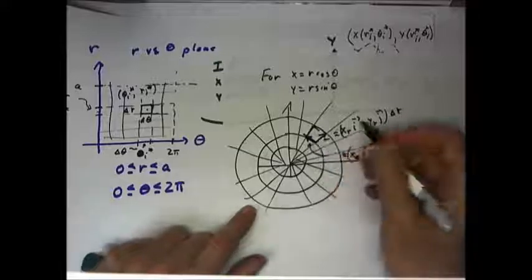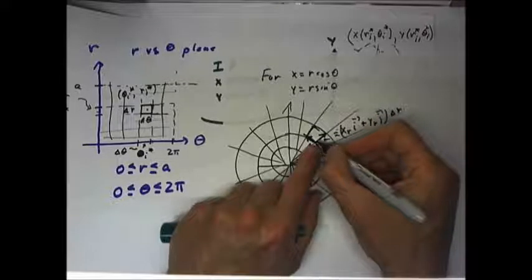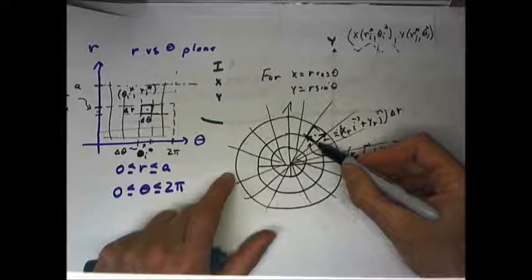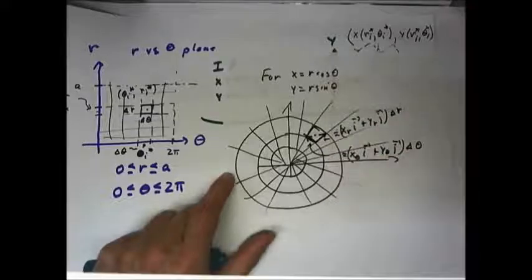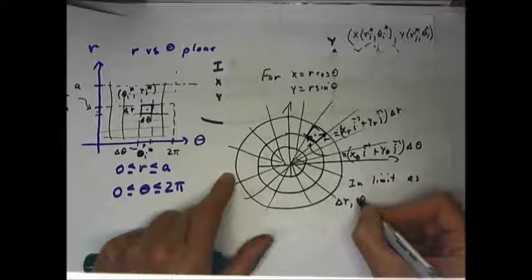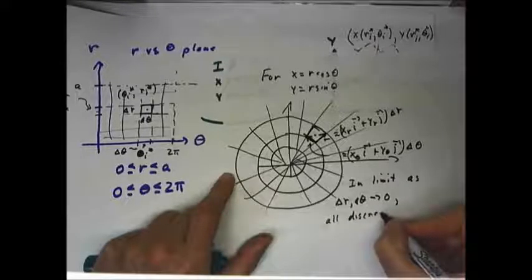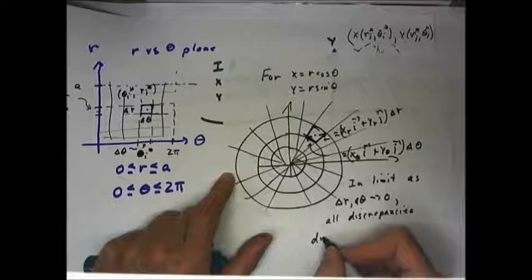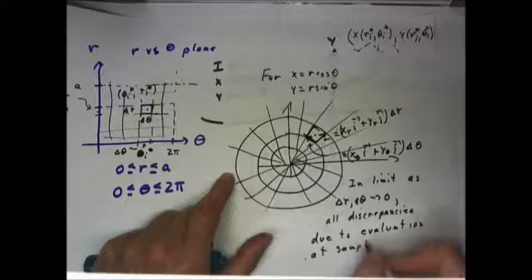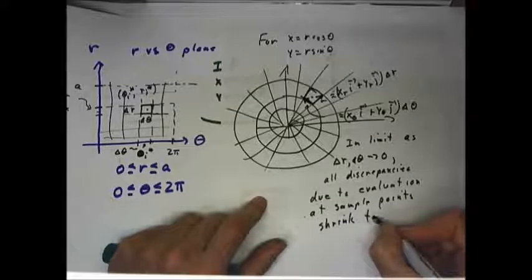This actual region of the polar coordinate plane, of course, gets wider as we move out, and these vectors don't model the fact that this is getting wider. We evaluate this vector and this vector at some sample point within the region so that it's going to be close to but not exactly equal to the boundary of our polar coordinate region. But in the limit, as delta r and delta theta approach 0, all discrepancies due to evaluation at the sample points shrink to 0.